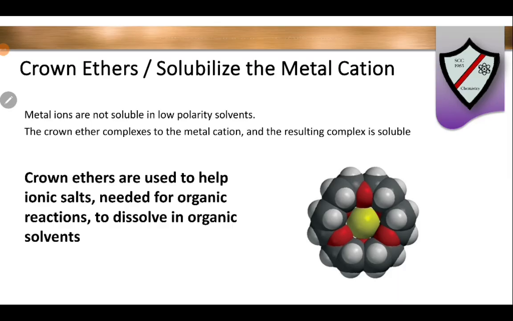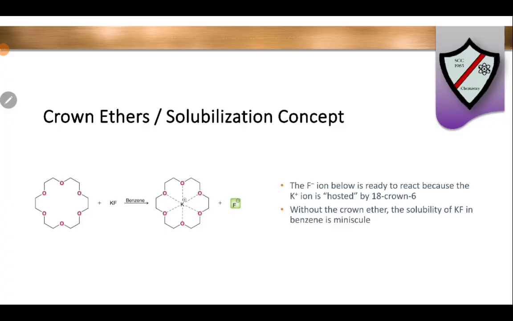This is what crown ethers were designed and engineered to do, and they're used an awful lot. So I think that's why we make a point to talk about them in this ether chapter. Again, they're used to help ionic salts needed for organic reactions dissolve in low polarity solvents. Those metal ions really prohibit us from dissolving things like sodium chloride, for instance, directly into a nonpolar solvent. So crown ethers can help that process along. Here's a diagram that shows how that happens.